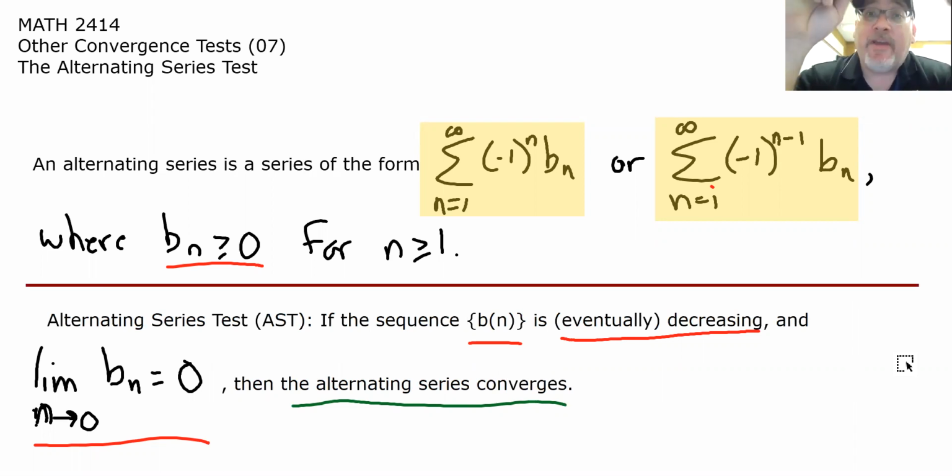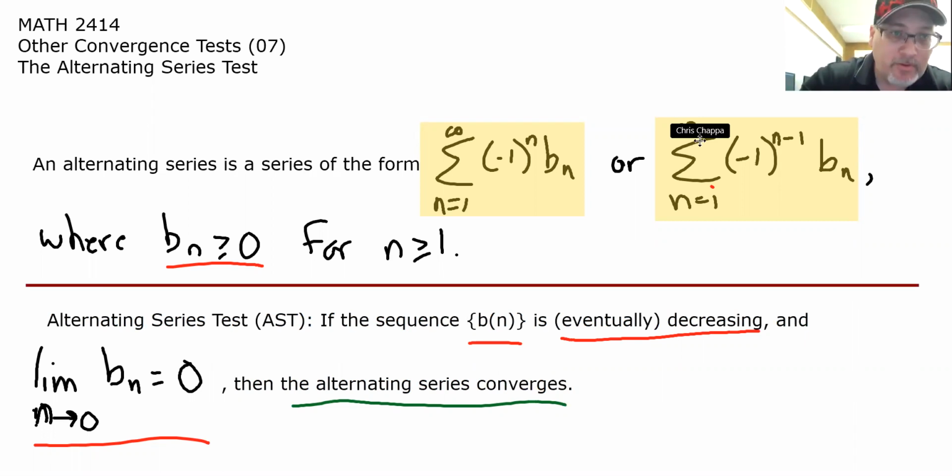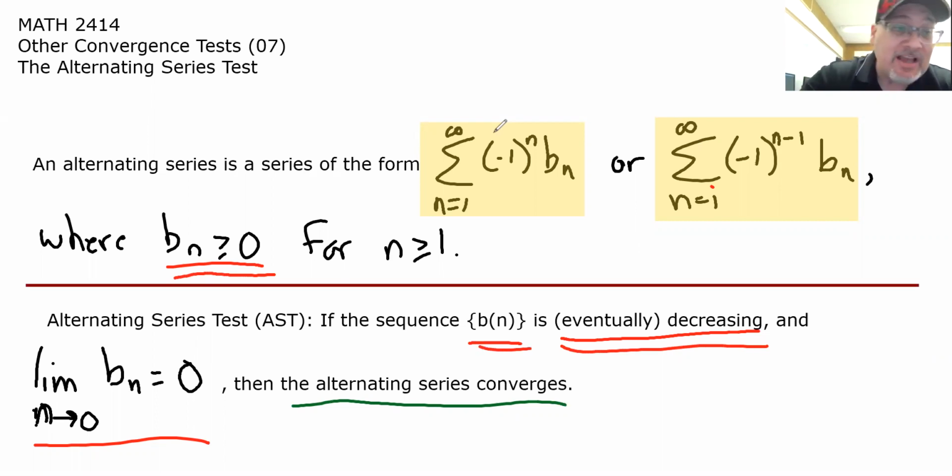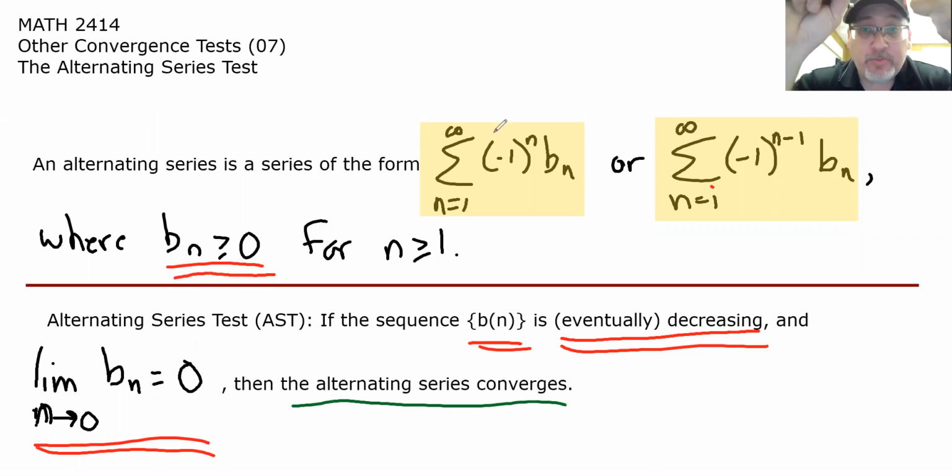Alternating series test. You have an alternating series where the terms without the alternator are positive. That's this piece over here. Where the terms without the alternator are positive, the terms without the alternator are eventually decreasing, and the limit of the terms without the alternator goes to 0. So basically, you ignore the alternator once you realize it's an alternating series. But if without the alternator, the terms are positive, decreasing, and approaching 0, then the alternating series converges.